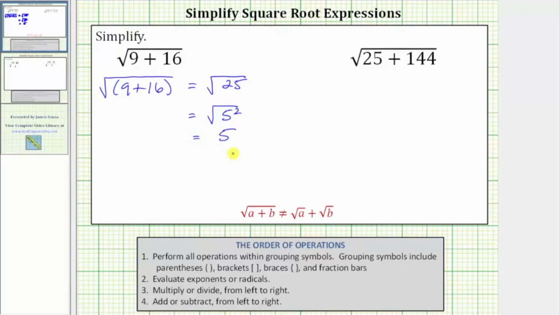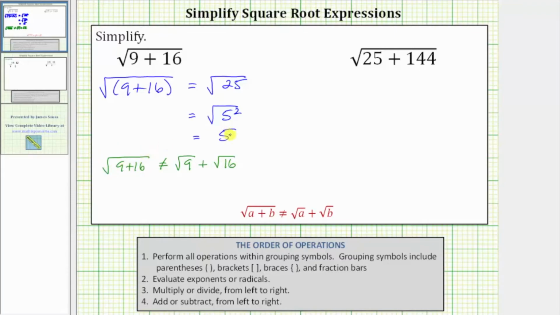A common mistake when simplifying these types of expressions is to think that the square root of the quantity a plus b equals the square root of a plus the square root of b, which is not true. In this case, we have the square root of the quantity 9 plus 16, which does not equal the square root of 9 plus the square root of 16. And let's simplify both sides to show the left side is not equal to the right side.